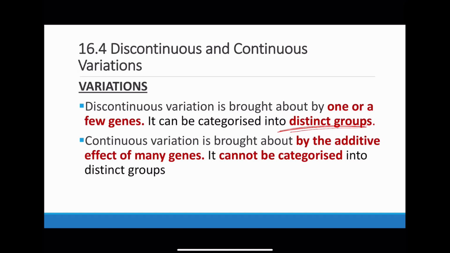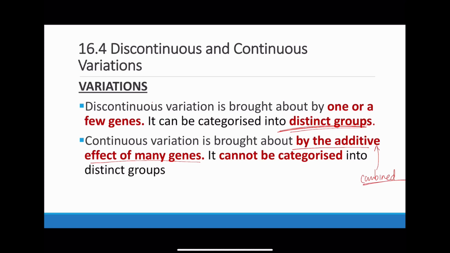But when you have continuous variation, you realize that it is brought about by the additive effect of many genes. Additive means a combined effect of many genes. That means all the genes add on to one another, and you get the ultimate phenotype that you are observing. And as a result of continuous variation, you cannot categorize them into distinct groups. So let me give you an example.